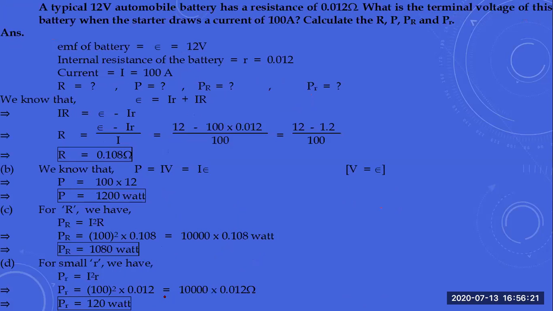So if we move ahead, it's a typical 12-volt automobile battery. It has a resistance of 0.012 ohm. What is the terminal voltage of this battery when the starter draws a current of 100 ampere?